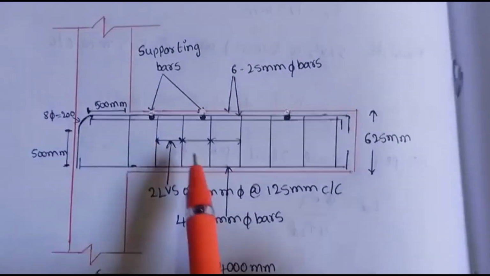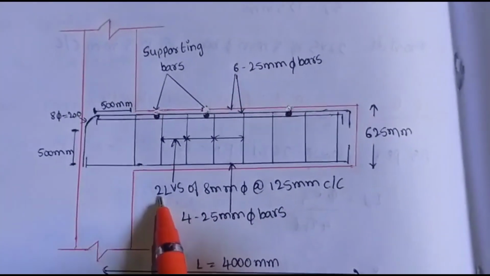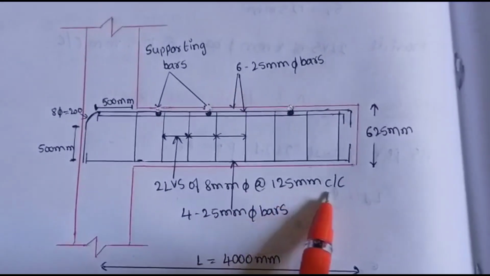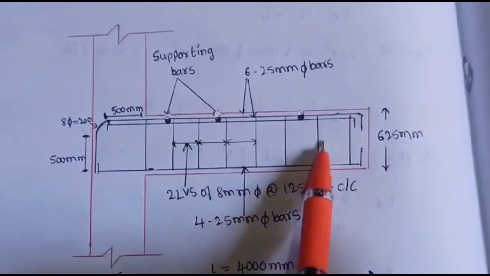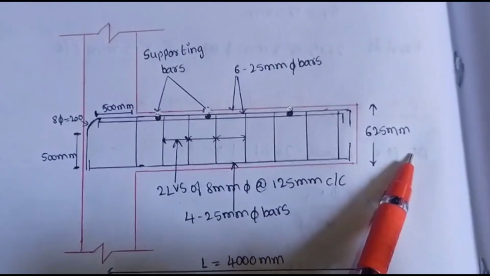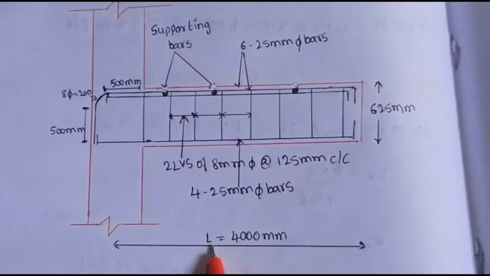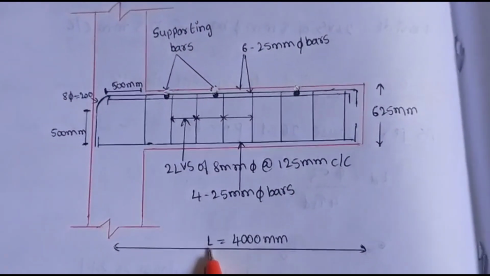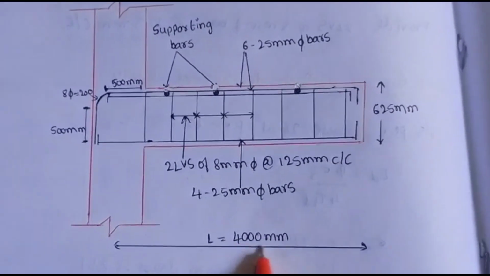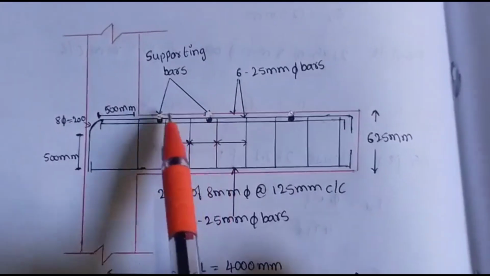These are the stirrups which we have provided: 2-legged vertical stirrups of 8 mm diameter bars at 125 mm center to center. The overall depth of the beam is 625 mm. Our effective span of the beam, that is capital L, they have given in our problem as 4 meters, nothing but 4000 mm. And these are the supporting bars.